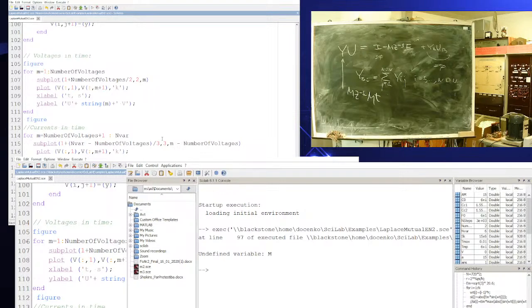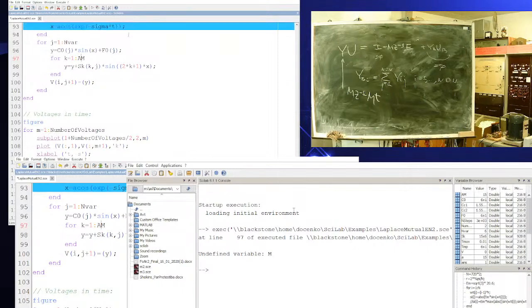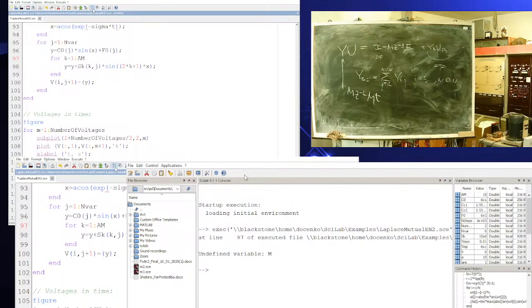Let's try to run it. What's going on? Line 97. Sorry, it's an approximation member. My mistake. Yeah, I would like to save and execute. Okay, what did I get? A pair of voltages. Can you see them?